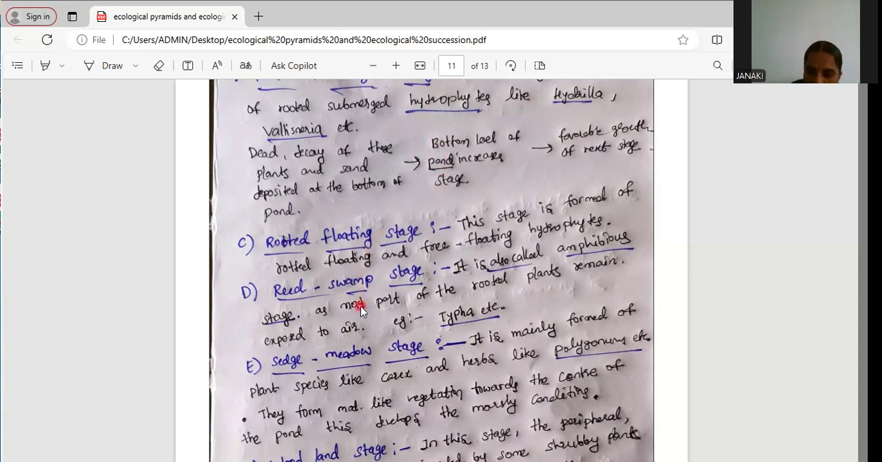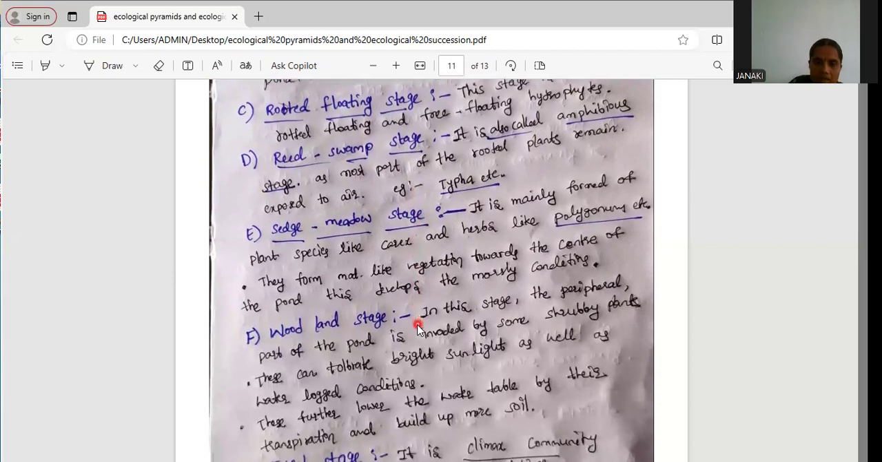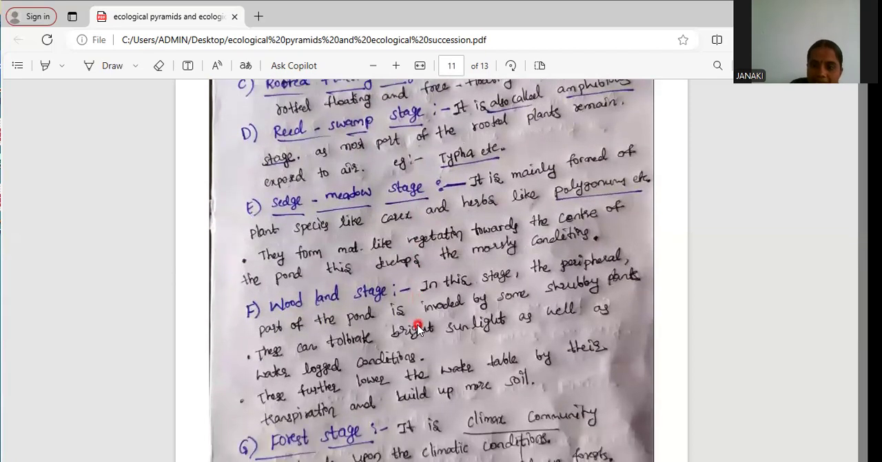As most part of the rooted plants remain exposed to air. Example, Typha. Next one, meadow stage. It is mainly formed of plant species like Carex and herbs like Polygonum, etc. They form vegetation towards the center of the pond. This develops the marshy conditions.